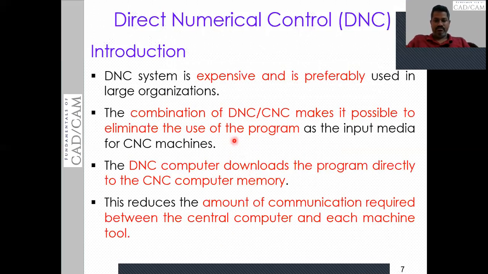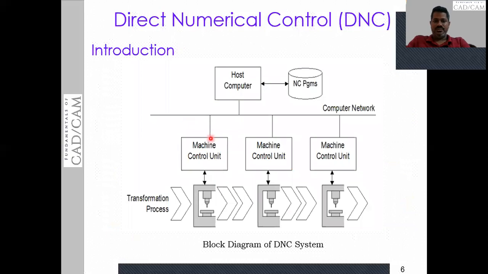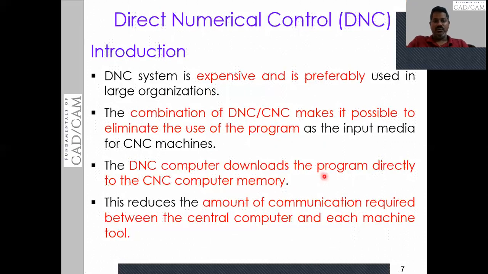Then as the DNC computer downloads the program directly from the CNC computer memory, of course there is some problem when you connect a single computer to the more number of programs. There may be redundancy of data between host computer and the NC machine tools. To reduce the redundancy of data, we can combine DNC and CNC.